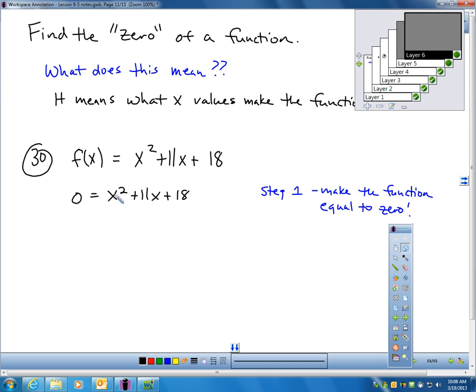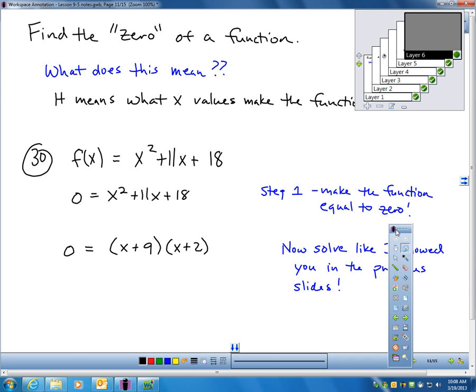Well, you see how I have a second degree equation? Make sure all terms are on one side and 0 on the other. Now I should factor it. Since it's second degree and the lead coefficient is 1, this is easy. What times what is 18 but adds up to 11? Well, 9 times 2 is 18, and 9 plus 2 is 11. So x plus 9 and x plus 2 are the factors.